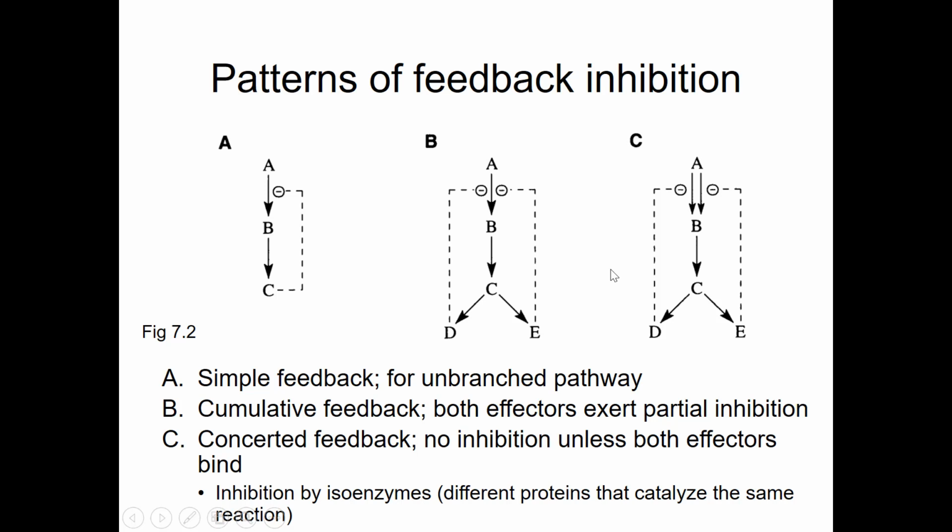If we look at example C here, we see an example of concerted feedback. So this is no inhibition at all unless both effectors bind. So now both D and E have to be bound to see any repression, whereas here each individually did some repression. However, you needed both for full. Here now you need both for any sort of repression. So this is an example of inhibition by isozymes. If you had 2 different enzymes, each of which are completely capable of converting A to B, you need to inhibit both enzymes to stop producing B.